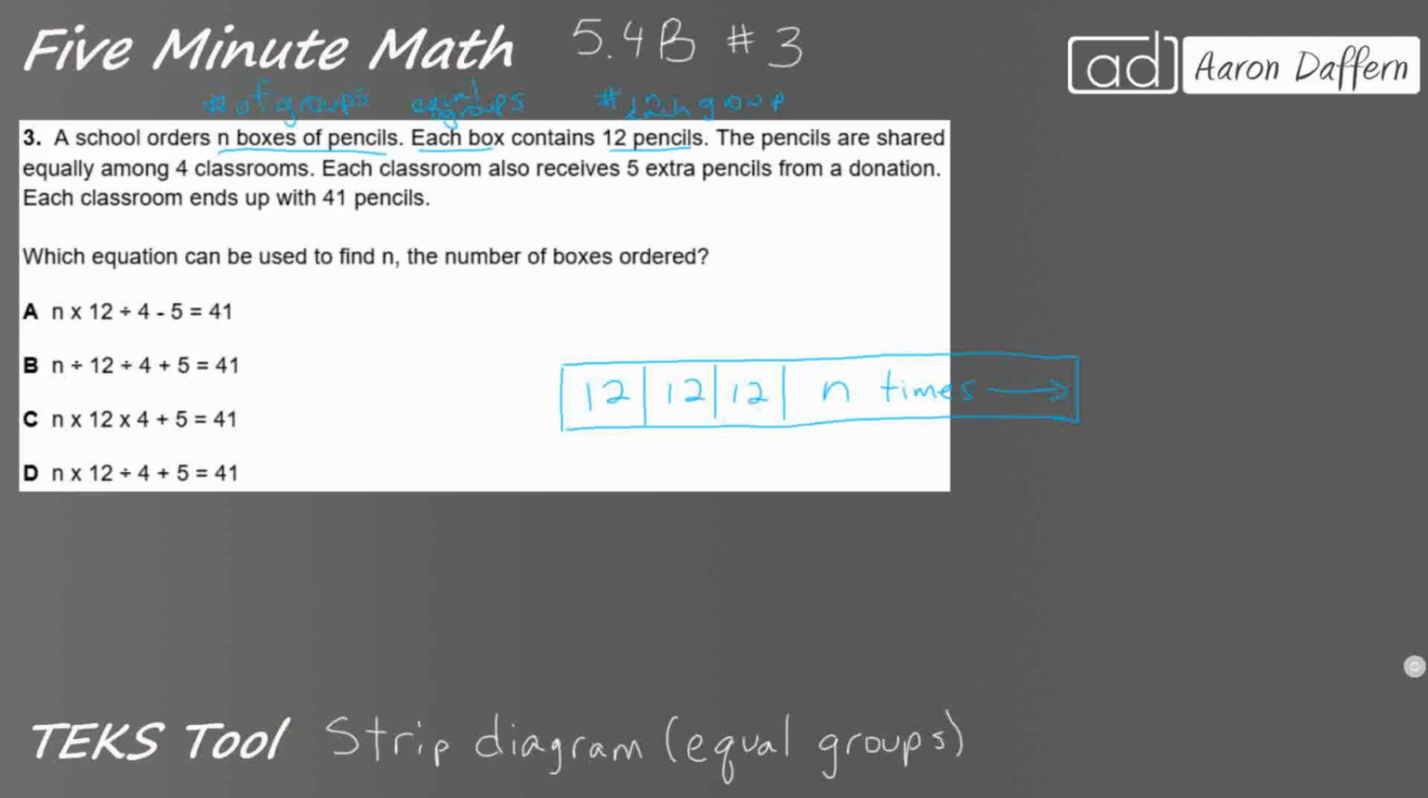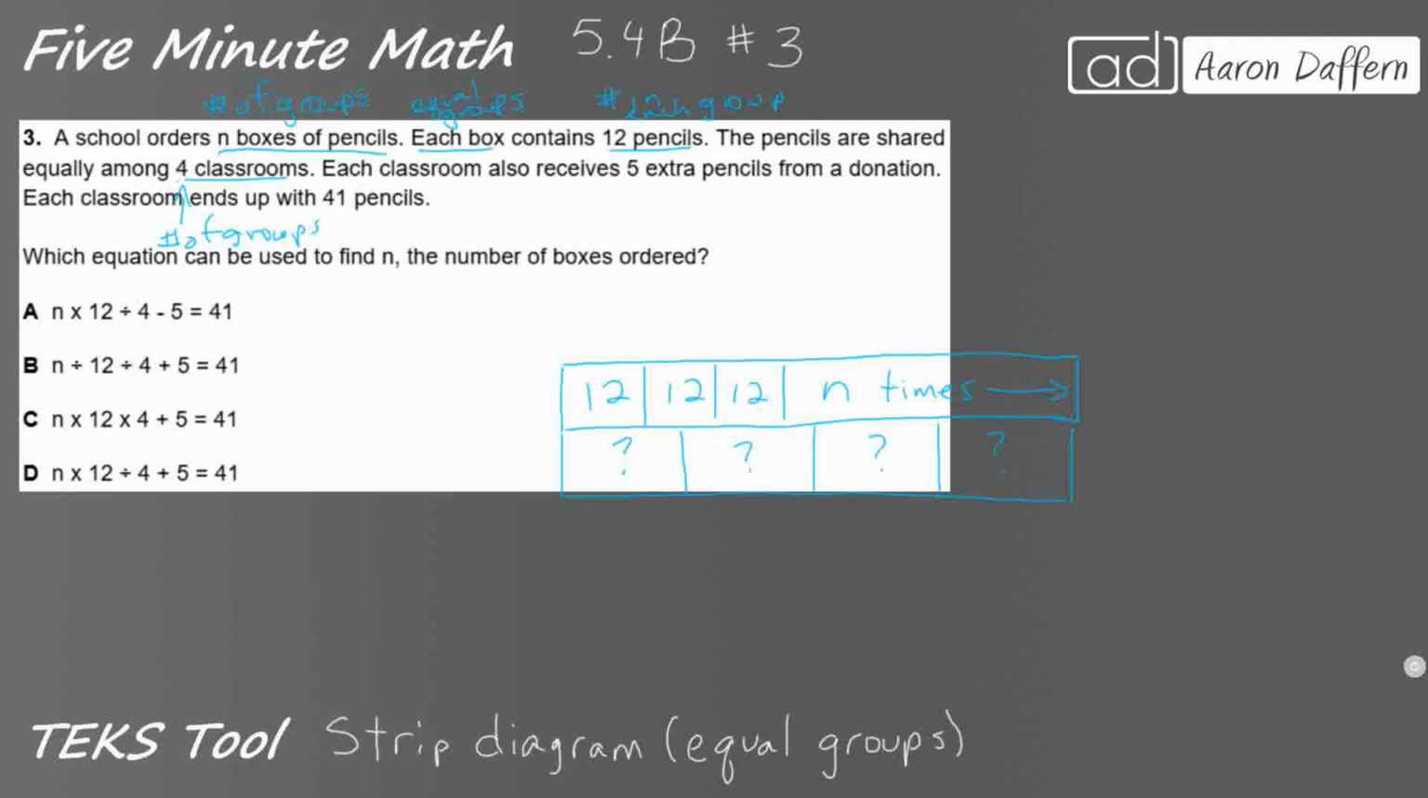Okay. Now, within all of that, however many pencils we get from 12 sets of 12 n times, it's going to be shared equally among 4 classrooms. So this is also going to be a new number of groups because we're doing multiple steps here. So I can take this amount here, however many n groups we end up having, and I can split that into 4 equal groups. So I can take the total, 12 times n, and split that into 4 equal groups. And now I finally have what I think might be, at this point, the classroom amount.